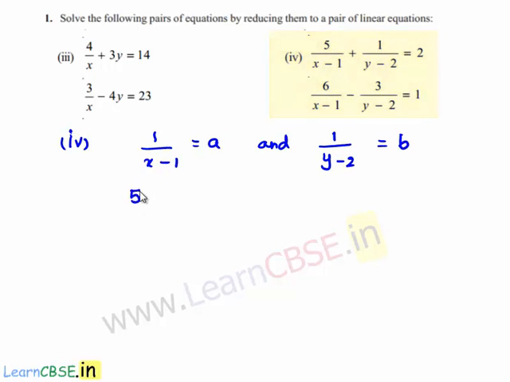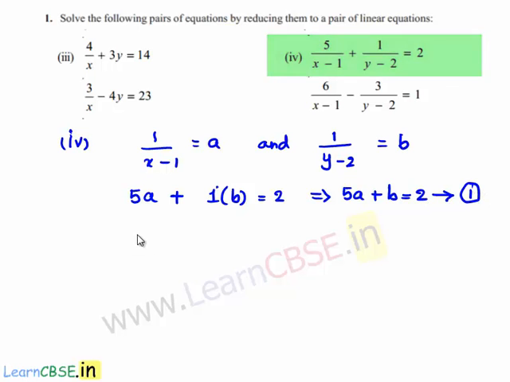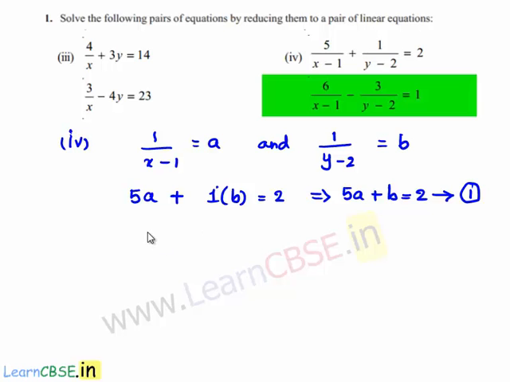So the first equation becomes 5a plus, in place of y minus 2 we can write b. So this becomes 1 times b is equal to 2, which is nothing but 5a plus b is equal to 2. Let this be the first equation. Now the second equation becomes 6a minus 3b is equal to 1. Let this be equation number 2. In order to obtain the values of a and b, let us solve these equations.